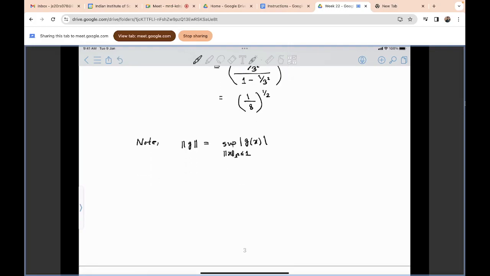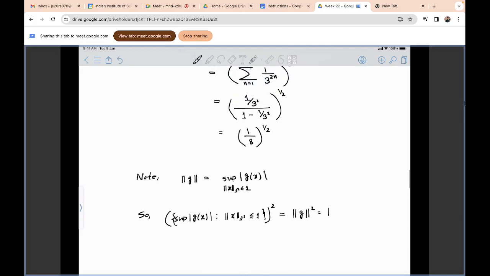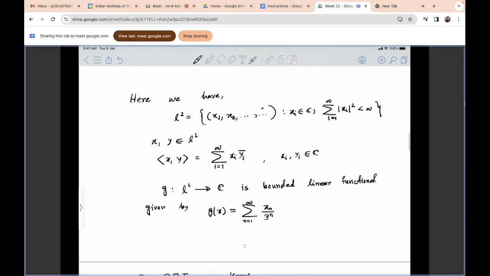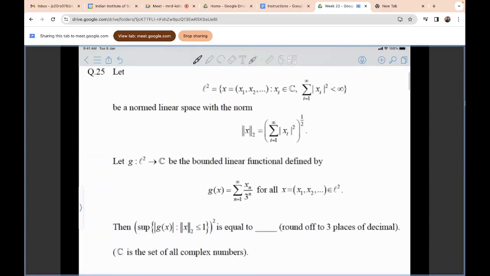So this is the same, right? That quantity, the supremum of mod Gx such that the L2 norm of x is less than 1, whole square, means this is norm G square, which is the same as norm y naught square, so it is 1 by 8. Okay, so what we have got is this.